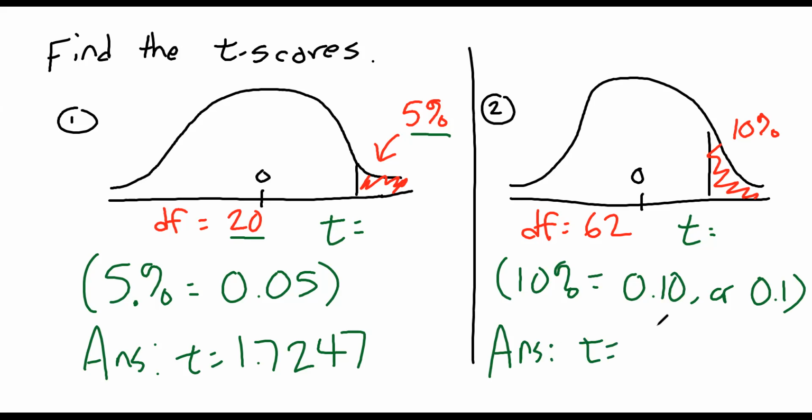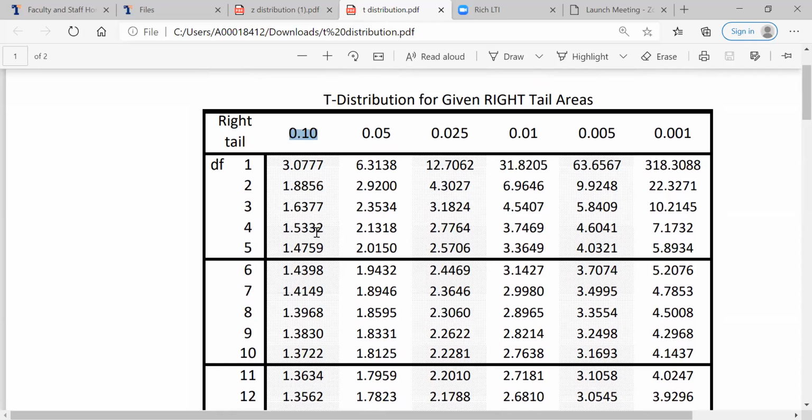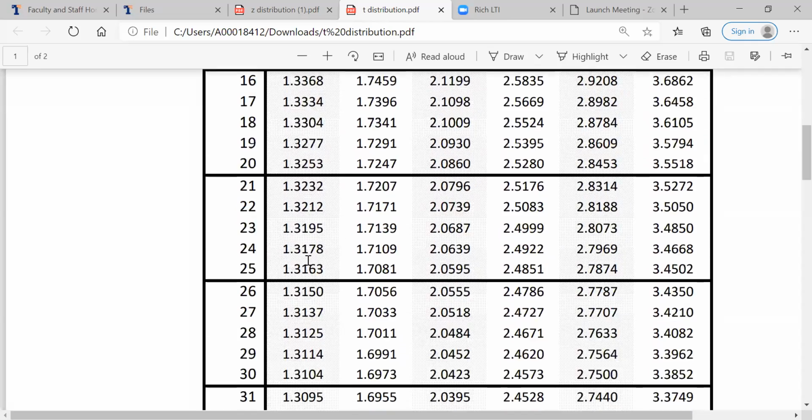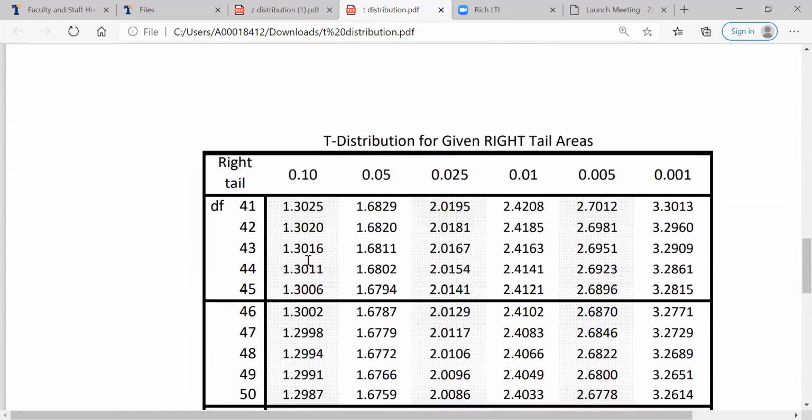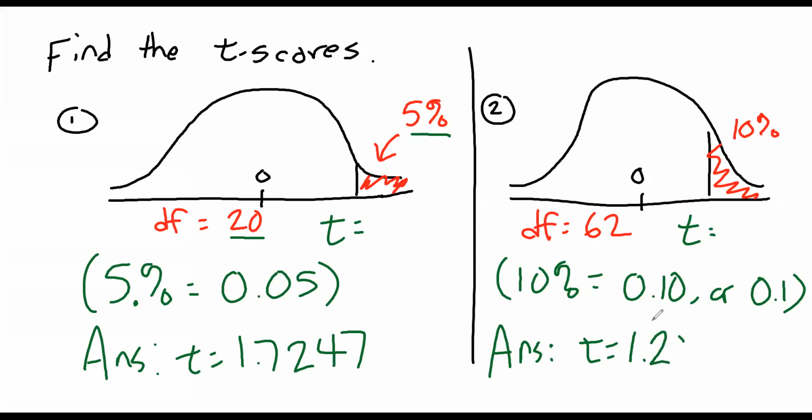All right, so we have 10% in the right tail, and our degrees of freedom is 62. 10% is the first column, and so we need to find 62 degrees. There it is. 1.2954. So that wasn't too bad. So what could possibly go wrong?